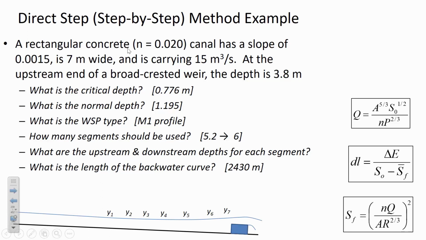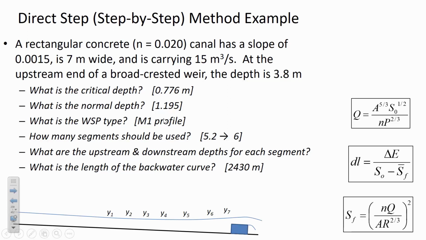With the slope, the roughness and the geometry, of course, we can calculate the normal depth. With the flow rate and the channel geometry, we can calculate the critical depth. Having done that, the first thing we did was classify the water surface profile type. Remember that an M1 profile is talking about a certain location, and that location is just immediately upstream of that obstruction.